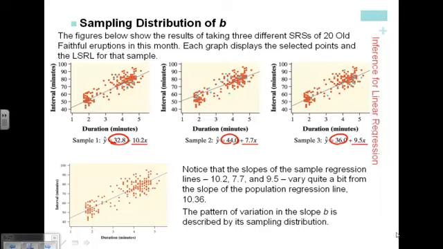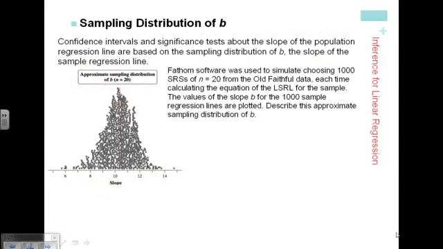So slopes vary. We expect them to vary because of sampling variation. Let's go ahead and investigate the pattern of variation in slope B as described in the sampling distribution. Again, a sampling distribution is a distribution of all possible samples of the same size coming from a population. Using a piece of computer software called Fathom, we can actually simulate random sample after random sample from those 222 eruptions.